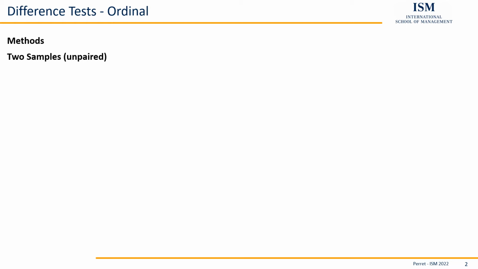Let's start with the situation where we only have two samples and unpaired data. In this situation we can use the pendant to the classical t-test, which means we're using the Mann-Whitney U-test, or in some cases simply called the U-test.